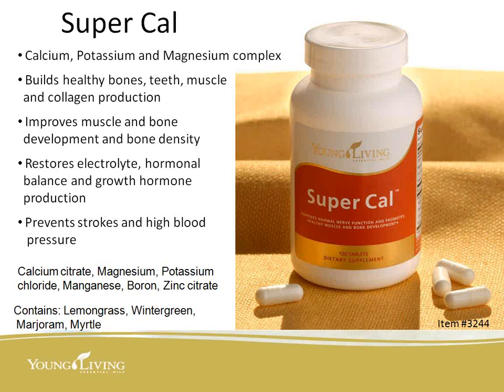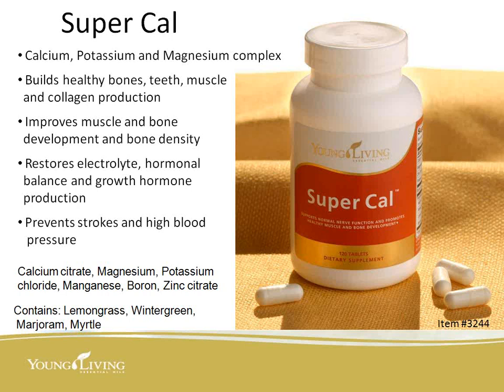So I would probably say that if you had healthy bones and you wanted to maintain healthy bones, you're a young, athletic type, then you would probably do Mega Cal. And if you were concerned about osteoporosis, you would take Super Cal. This also restores electrolyte, hormonal balance, and growth hormone production. It prevents strokes and high blood pressure. It has one kind of calcium in it, calcium citrate. It has magnesium, potassium chloride, manganese, boron, and zinc citrate.